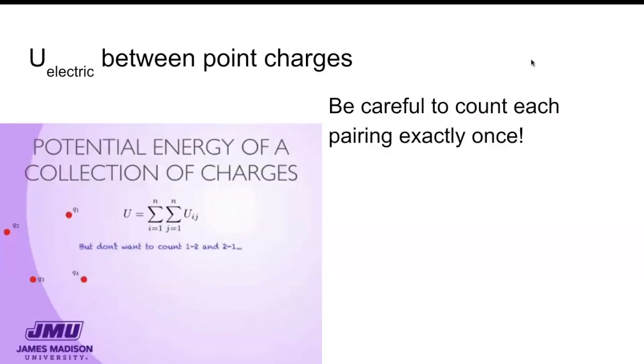The one thing that I'll point out to you when we do the examples is you will want to be very careful not to double count, and that's what that equation on the screen here means. I'm not going to put that on the formula sheet, but what you're going to want to remember is once you have found the potential energy between, for example, charge 1 and charge 3, you don't then go back and find the potential energy between charge 3 and charge 1. You find each pairing exactly once.